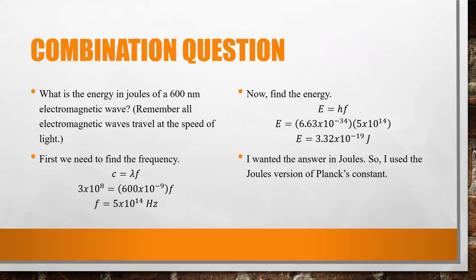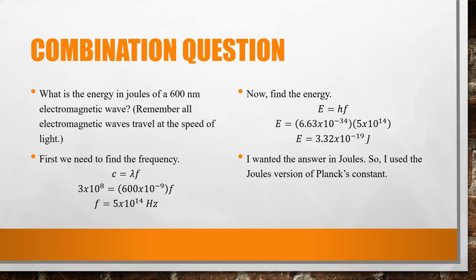So let's combine the wave equation and energy of a photon. In this case, we've got a wave that has a wavelength of 600 nanometers, and I want to find its energy in joules. So the first thing is, since I have a wavelength, I really need frequency. So I'm going to take our wave equation and the wavelength and find the frequency. So 3 times 10 to the 8th equals 600 times 10 to the negative 9th times frequency, divide, I get a frequency of 5 times 10 to the 14th hertz.